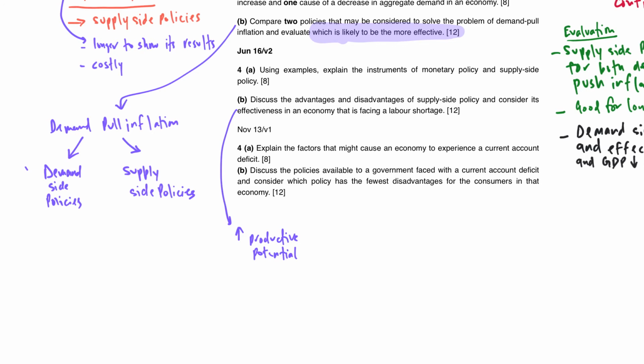So you can write an answer and say how supply side policies are probably the more appropriate policies, with the only downside, of course, that they may not be quick in the short run. Okay, moving on, we could go to November 13, variant 1.